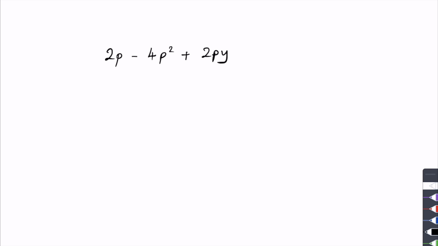So if we look at this one with 3 terms, I can see that the highest number that can go into each of the terms is a 2. I've got a p squared and a p, so the highest value of the p will be there. I can't do anything with a y, so I ask myself, 2p times what gives me 2p, and it's just 1. And then I've got my minus sign there. 2p times what gives me 4p squared, so it's 2p. And 2p times what gives me 2py, it's just going to be y.